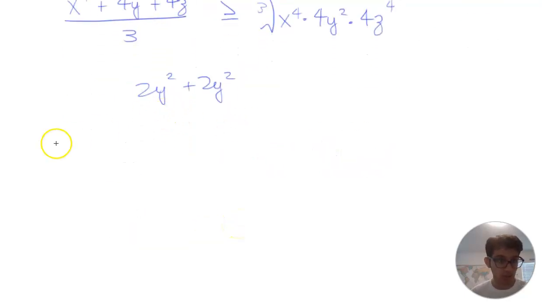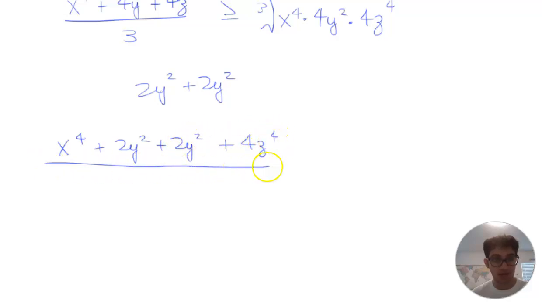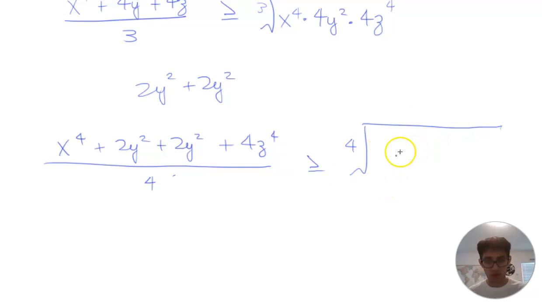Let's put this in. Let's see what we get. We have x to the fourth plus 2y squared plus 2y squared again plus 4z to the fourth. Exact same thing as what we had. We haven't changed anything. And then we have to divide by, don't mess up over here, this would be a bad place to mess up, but it's going to be 4, right? And this is greater than or equal to the fourth root of whatever comes up here. Now what's going to come up here? It's the product of all of these. So that's x to the fourth, y to the fourth, z to the fourth. So x, y, z to the fourth.